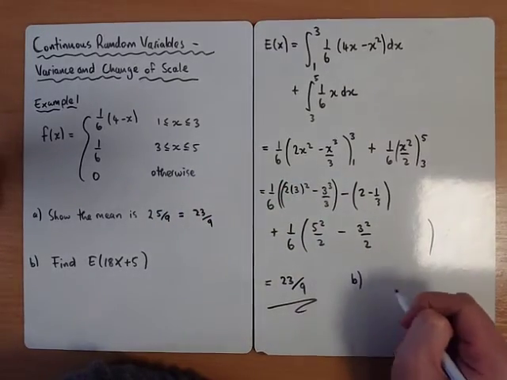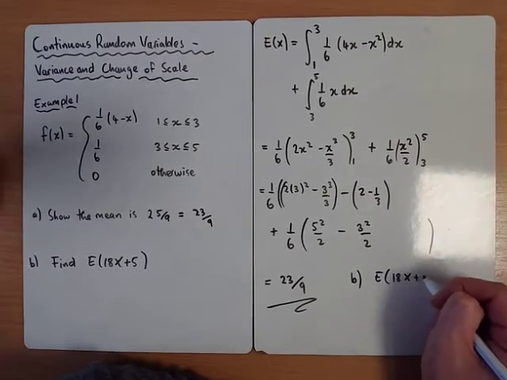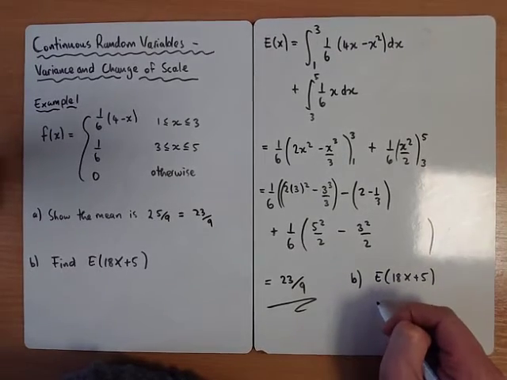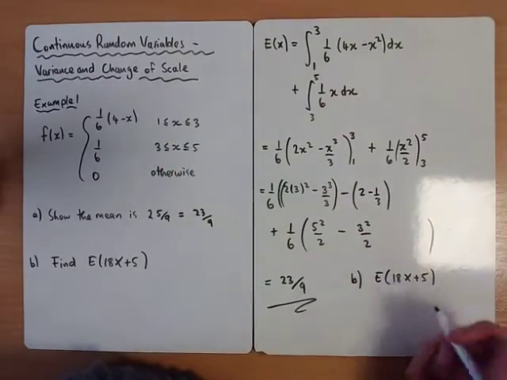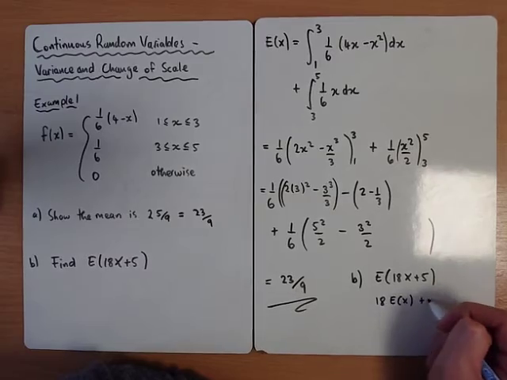Part B, we wanted to get the expected value of 18x plus 5. So all we need to realise here is the change of scale tells us this is just 18 lots of expected value of x plus 5.